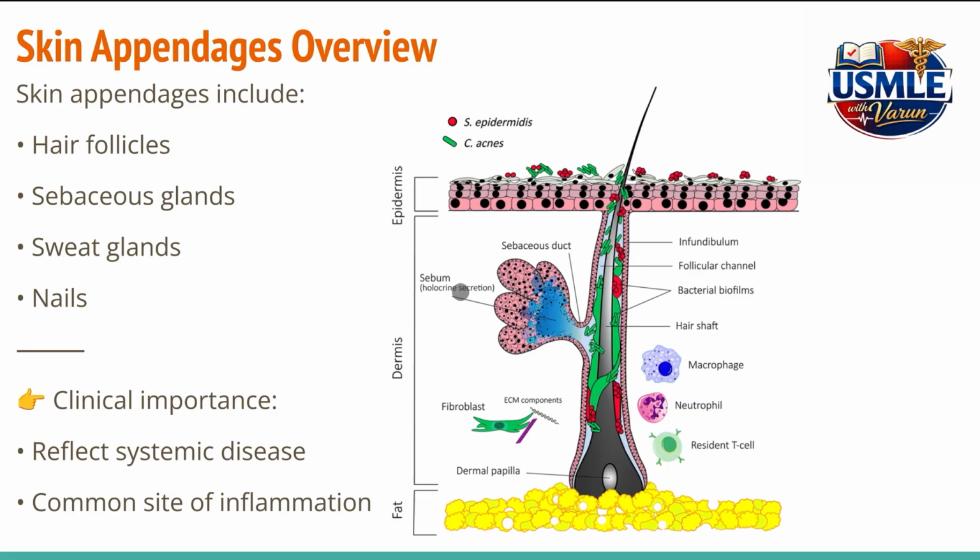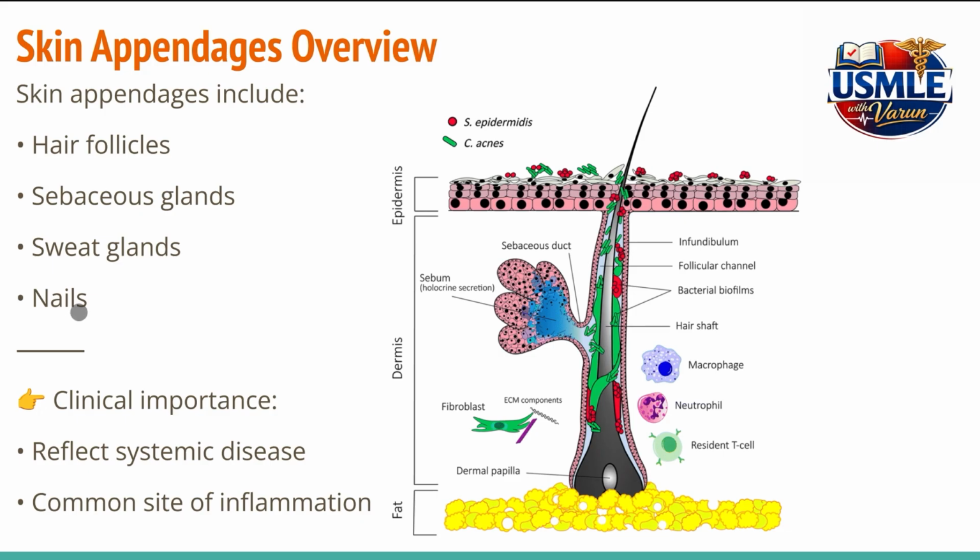Now, let's first understand what skin appendages actually are. The skin is not just a flat surface, it has multiple specialized structures embedded within it. These include hair follicles, which are responsible for hair growth, sebaceous glands, which produce oil, sweat glands, which help in temperature regulation, and nails, which are actually modified keratin structures.